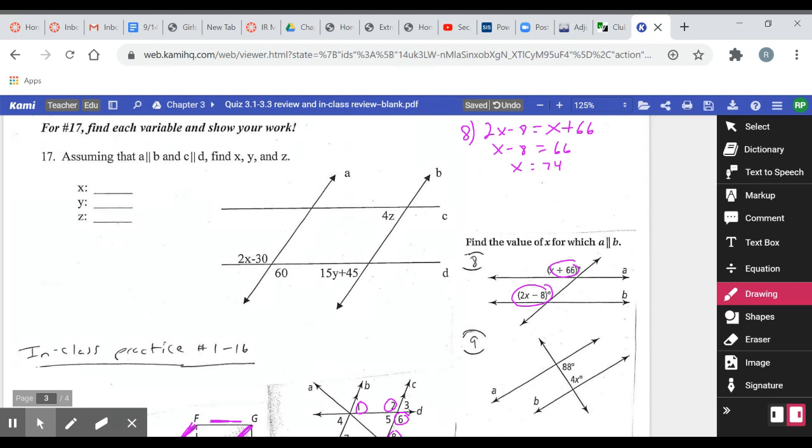Sometimes they may ask you to plug back in and find the angle measurements. If you plug in for x, you should get those angle measurements being the same, but all they're really asking for on this particular question is to figure out what x is.